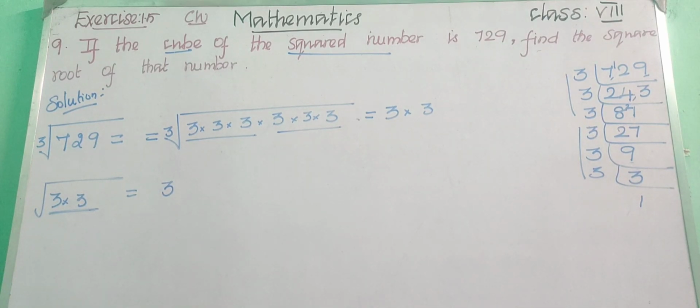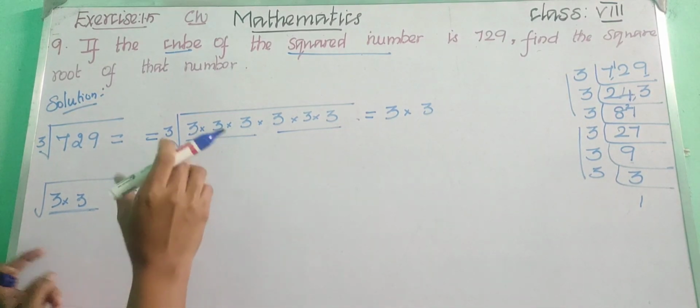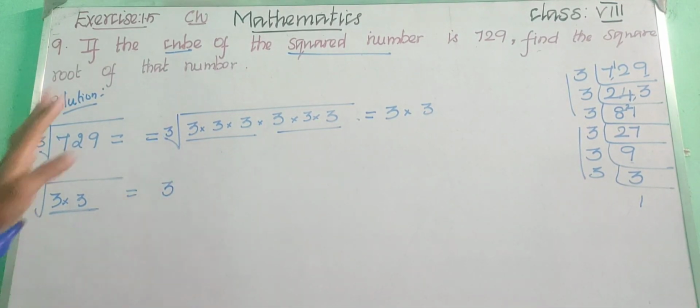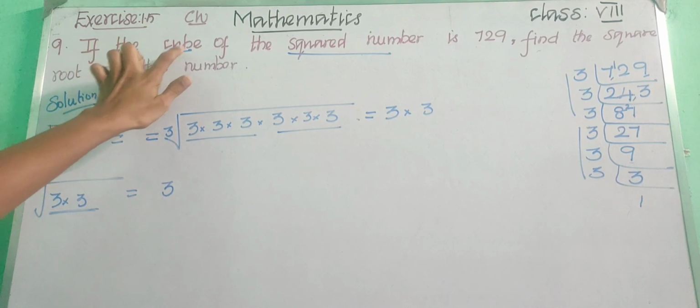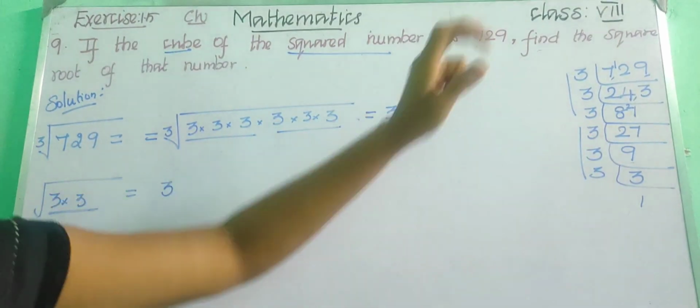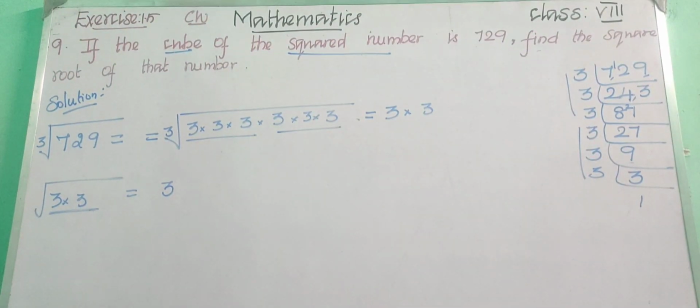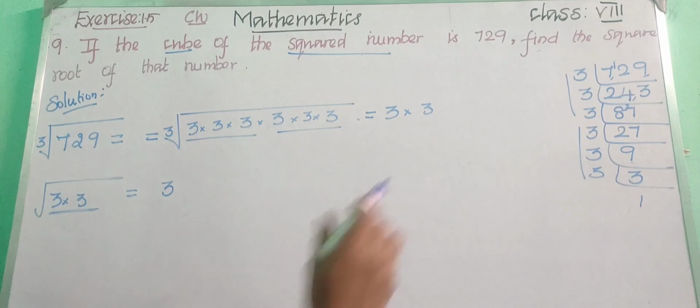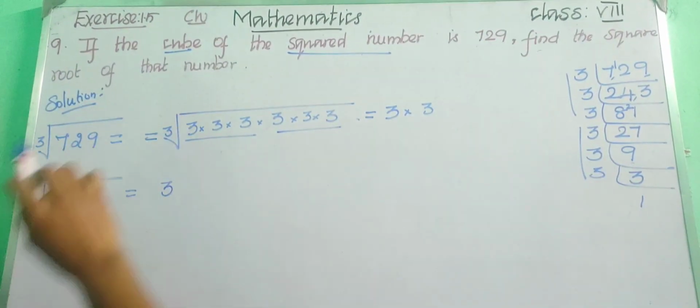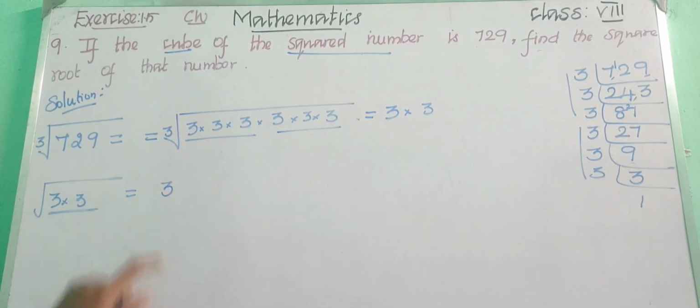Okay, children, let us read the question again. Is it clear, children? They had given in the question the cube of the square number. It is 729. So we just did the reverse for that. Simply we find the cube root and the square root of the given number. So we got the answer 3. Now find the square root of that number. We need to find the square root for this 3.